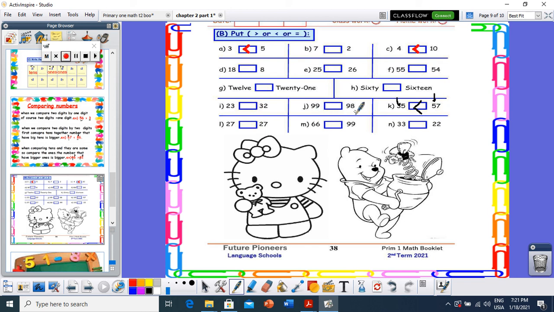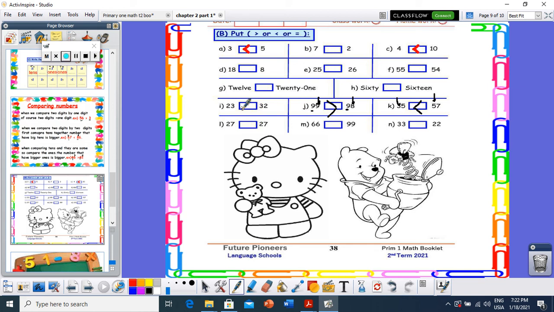99 and 98. Which is bigger, 99 or 98? I have to search first in the tens. Here I have 9 in the tens and 9 in the tens. They are equal. So what shall I do? I will look at the ones. Here I have 9 in the ones and 8 in the ones. Which is greater, 8 or 9? Of course 9. So the alligator will open its mouth to eat 99, which is the greater number.